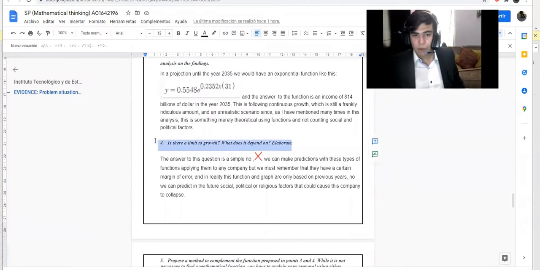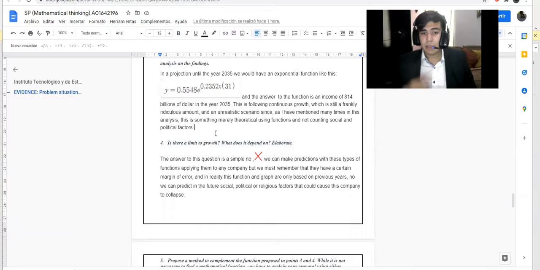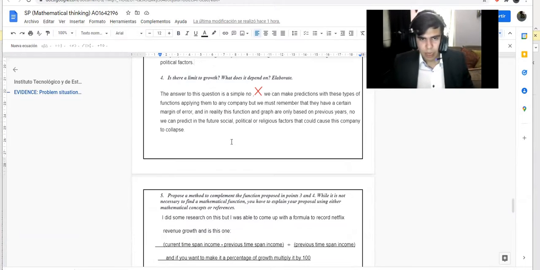We are going to the 4 questions. Is there a limit to growth? What does it depend on? Elaborate. The answer for this is a simple no. As you can see, there is no limit to growth with this function.